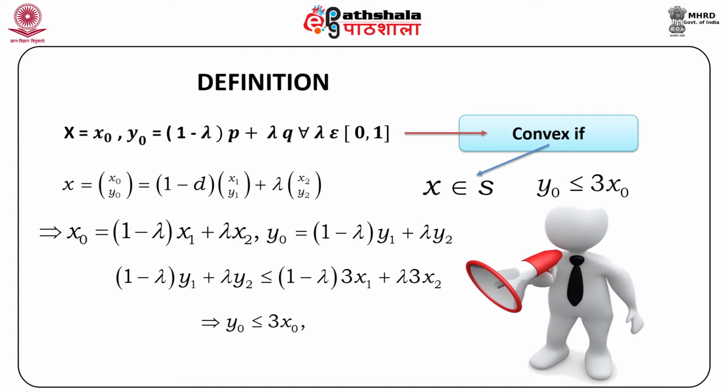Now we multiply 1 by (1 minus lambda) and 2 by lambda and add the resulting inequalities to get (1 minus lambda) times y1 plus lambda times y2 is less than or equal to (1 minus lambda) times 3x1 plus lambda times 3x2, which implies y naught is less than or equal to 3x naught. This proves that S is convex. Try to show using the definition that a hyperplane and half space in Rn represents a convex set.